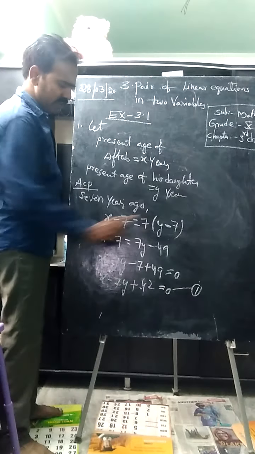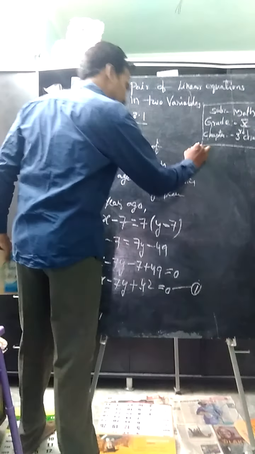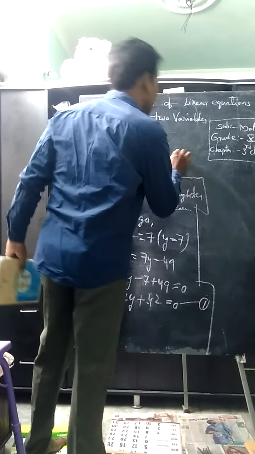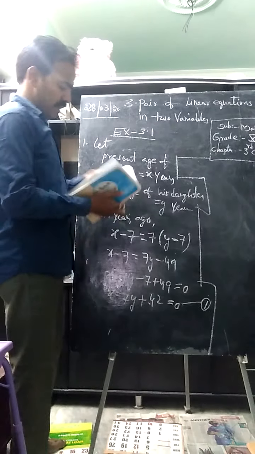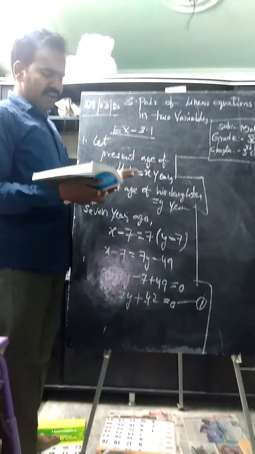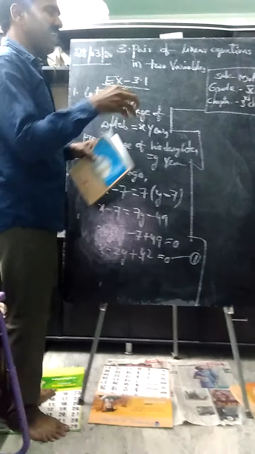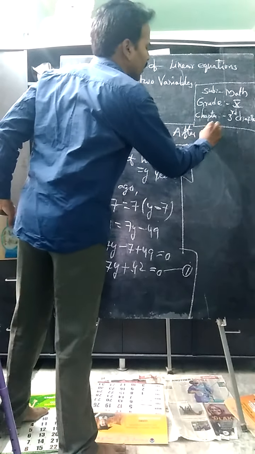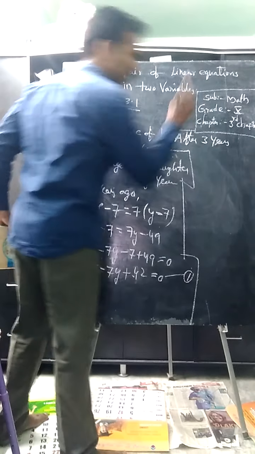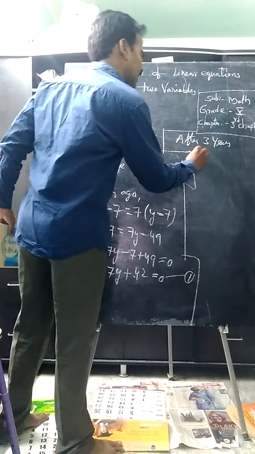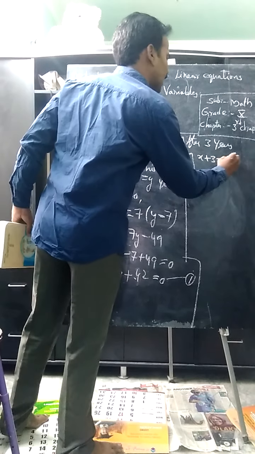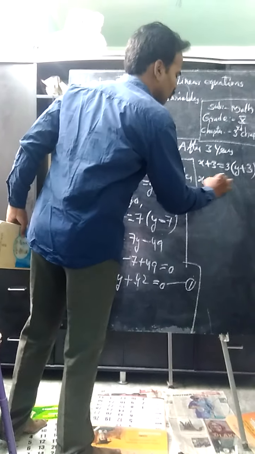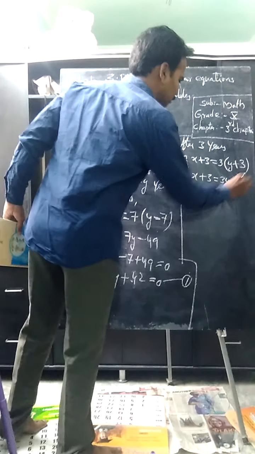A linear equation in 2 variables. But a pair was given, pair means 2. So again we will apply the same method to get one more equation. That is given: I shall be 3 times as old as she will be 3 years from now. 3 years from now is nothing but after 3 years. So again, same condition, after we should add: x plus 3, and 3 times of daughter's is y plus 3, so we get 3y plus 9.